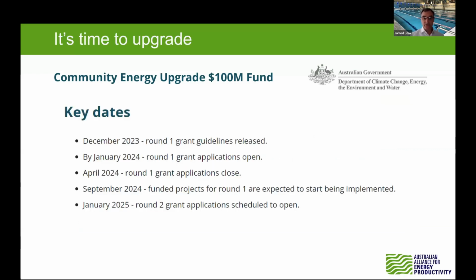Just a few key dates. You'll have more guidelines coming out from the government through December. Round 1 is going to be opened in January, and then in April they'll close. In September 2024, projects for round 1 are expected to start being implemented. And then there's going to be a second round. I assume they're going to do $50 million for each round, but maybe a little bit more in the second round, just so that people have enough time to prepare and make sure they're putting in a good submission. But that second round is going to be in 2025.